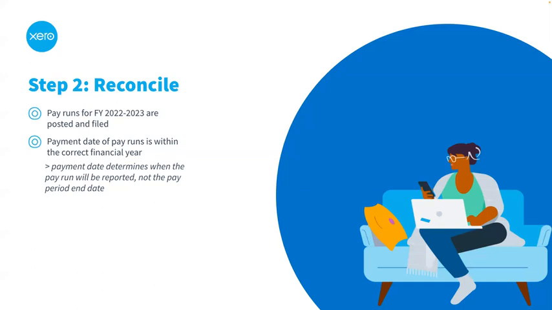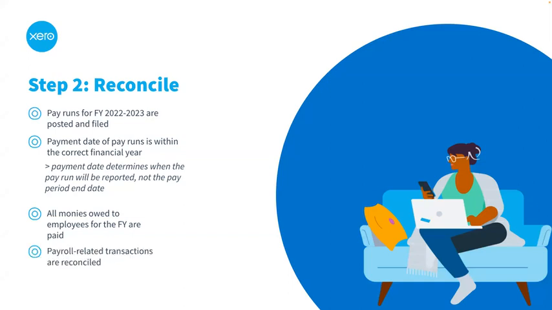Then review the payment dates of pay runs to ensure they're within the correct financial year, as it's the payment date that determines when the pay run will be reported, not the pay period end date. So for example, if the pay period ends on the 28th of June 2022, but the payment date is the 2nd of July 2022, then it won't be reported in the 2022 financial year as the payment date falls outside of this.